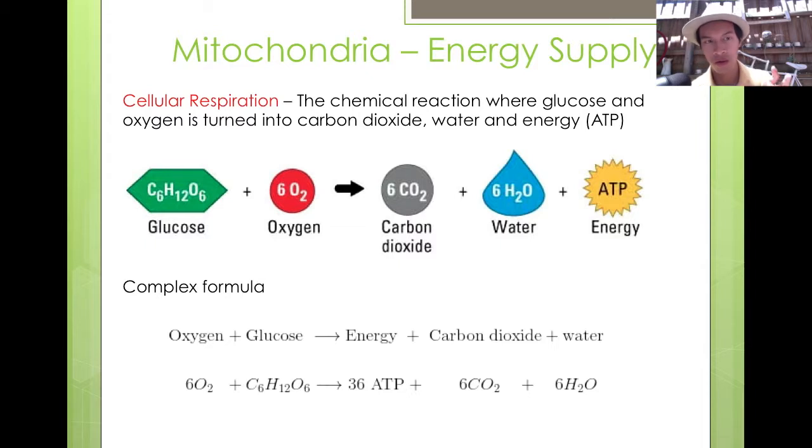The formula for cellular respiration is the chemical reaction where glucose and oxygen get converted into carbon dioxide and water, and in that process energy is produced. Here is a shortened version: glucose, C6H12O6, plus 6O2, 6 molecules of oxygen, gets converted into 6 molecules of carbon dioxide, 6 molecules of water, and a whole stack of ATP in the process. Here's the worded formula, and here is the chemical formula.